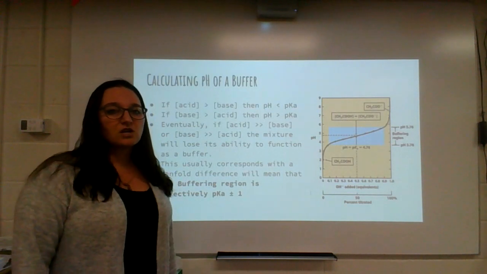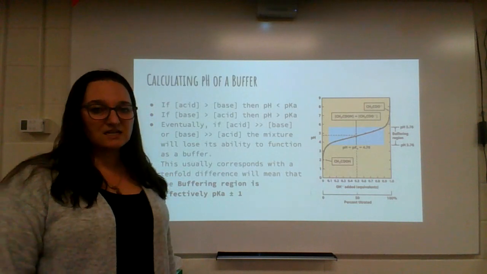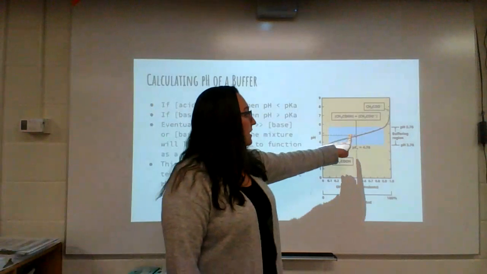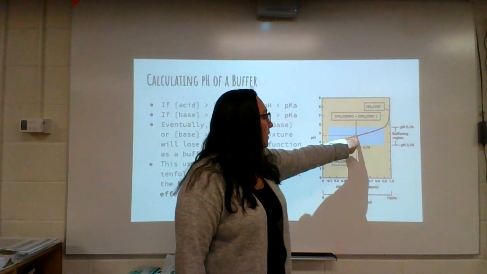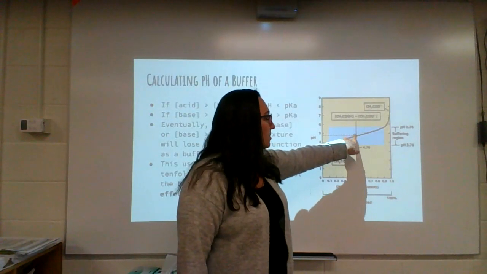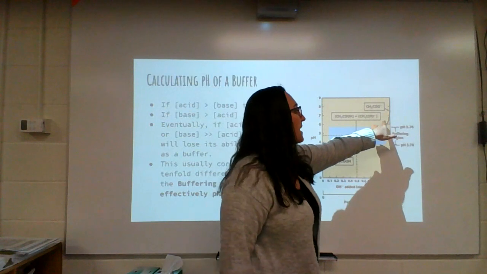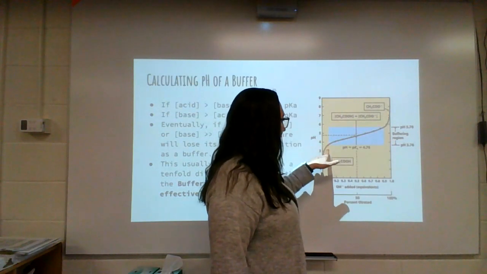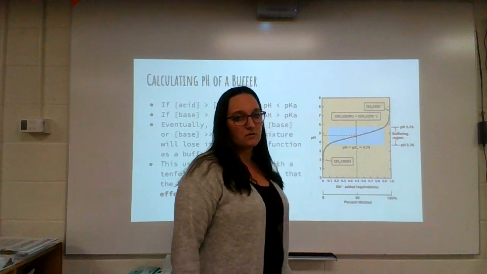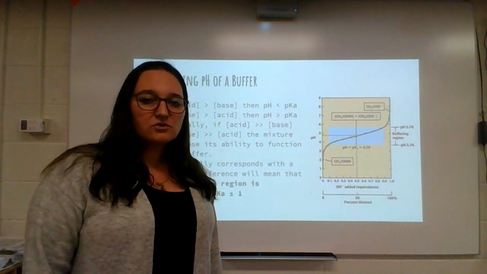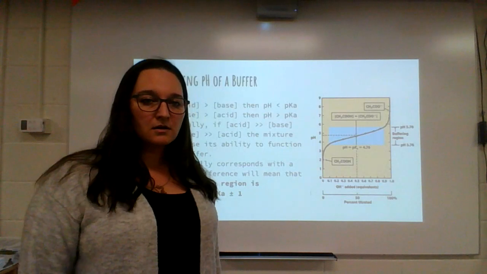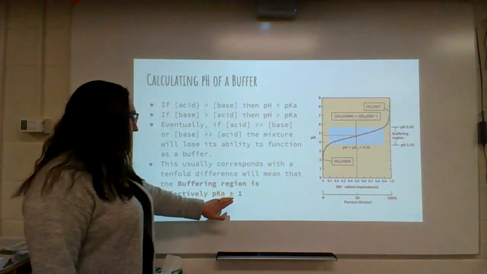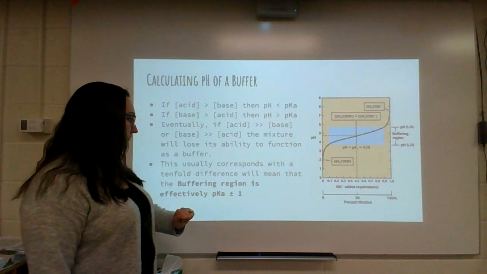Eventually, if the concentration of the acid and base become very different, the mixture loses its ability to function as a buffer. And so here is the midpoint, where we have the concentrations equal. If we get much more base, we'll get out of this buffering region. And if we get too much acid, we'll get out of this buffering region. So the buffering region corresponds to basically a pKa that is plus or minus 1.